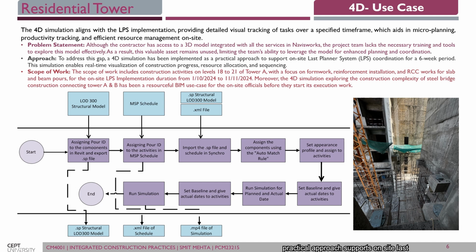A practical approach supports on-site Last Planner System coordination for the 6-week period. This simulation enables real-time visualization of construction progress and reduces the allocation of sequencing. So the scope of work is construction activity levels 18 to 21 of Tower A, which focuses on formwork, reinforcement installation, and RCC work for slab and beam post. Also, the LPS implementation duration is from 1st October 2024 to 11th November 2024.